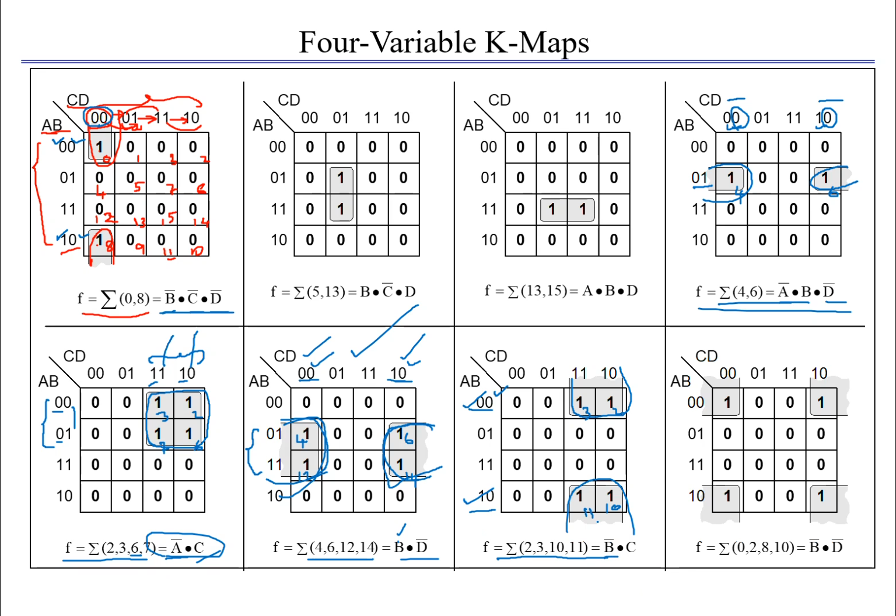As you see here, these 2 ones are combined, it is C and D. Here C is common and D is varying between 0 and 1, hence as C is equal to 1, we are writing it as C, and the simplified Boolean expression here is B bar C. Next case, F is equal to summation of 0, 2, 8 and 10.